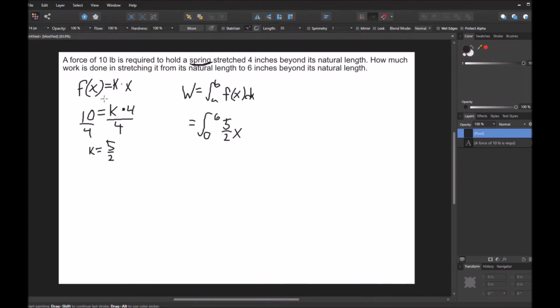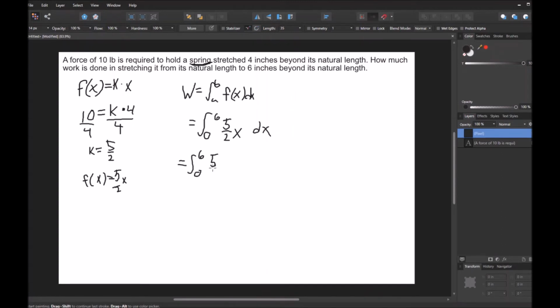Our f of x is going to be 5/2 x, because remember, f of x equals k times x, and we found that k equals 5/2, so we can rewrite that equation as f of x equals 5/2 x, like this, 5/2 x times dx. Now let's think about the units we're using here, because that will help us figure out whether or not we're on the right track.